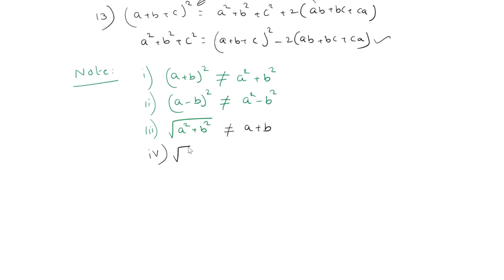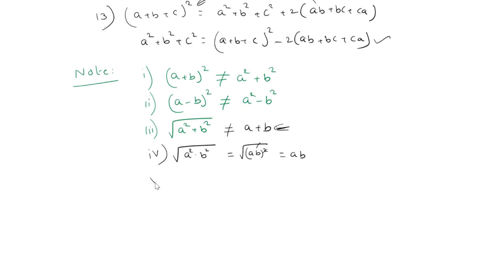The fourth one, which is possible: when I have square root of (a square into b square), this can be written as square root of (ab) whole square. The square and square root get cancelled, which will become ab. So when they are in product mode, this is possible, but when they are in addition mode, keep it in mind, it is never possible.